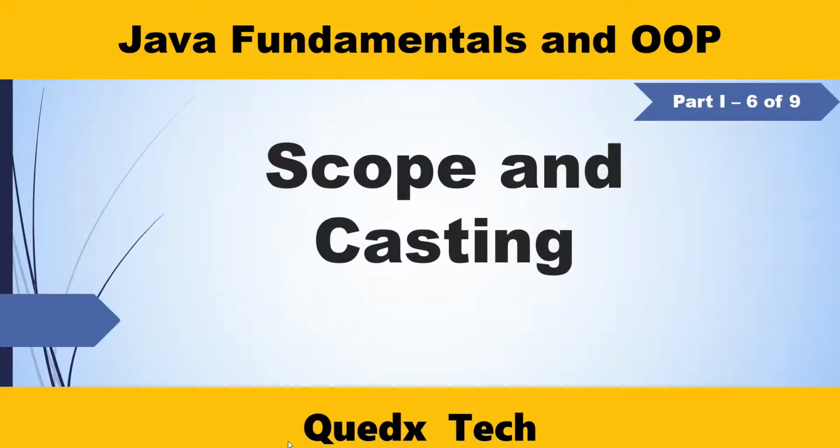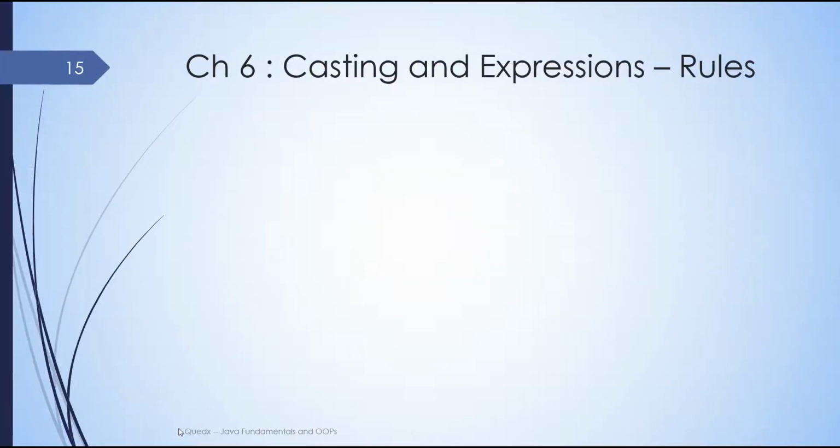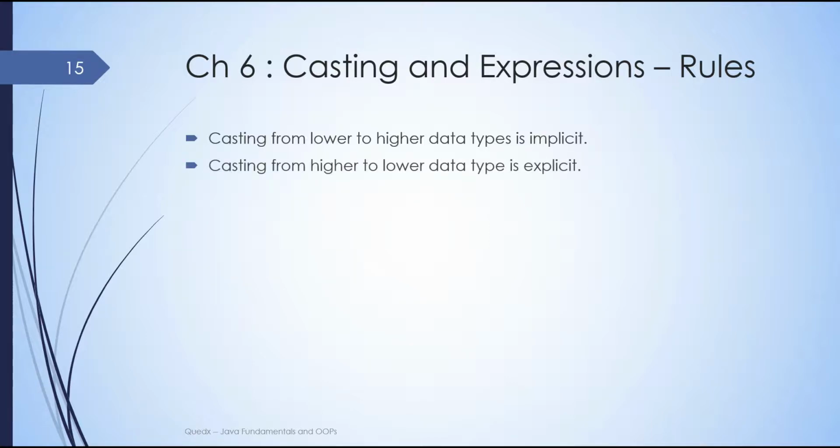In this chapter, we'll look at scope and casting. The casting rules we have already looked at in the previous chapters, but we'll just revisit them. So casting from lower to higher data types is implicit. Casting from higher to lower data types is explicit. Truncation can happen if a large value is attempted to be stored.